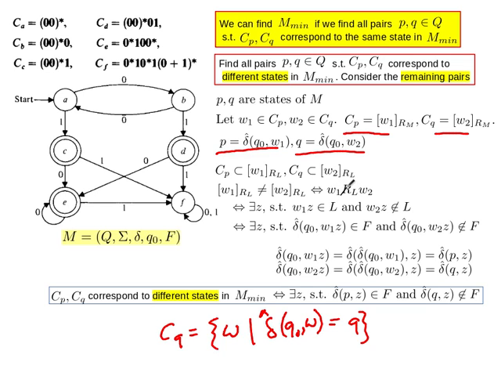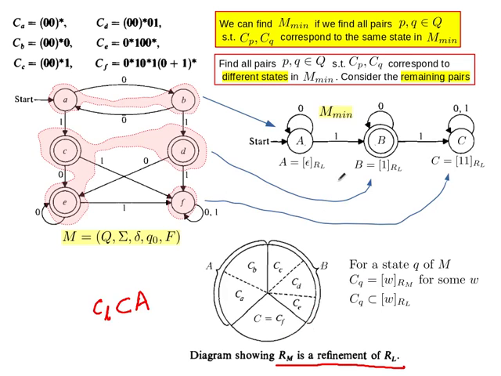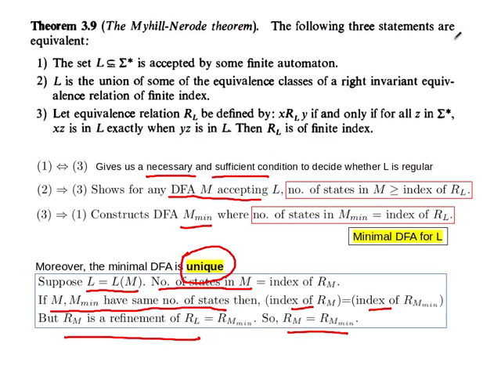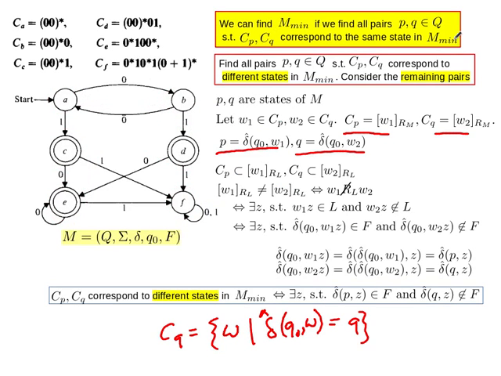Okay. And when are these not related in RL? By the definition of RL, what was the definition of RL? So this was the definition of RL, right? They are related if for all z, xz belongs to L if and only if yz belongs to L. So they are not related if there exists z such that this happens but this does not happen, right? So this is precisely the thing, that they are not related if there exists a z such that this belongs to L but this does not belong to L.